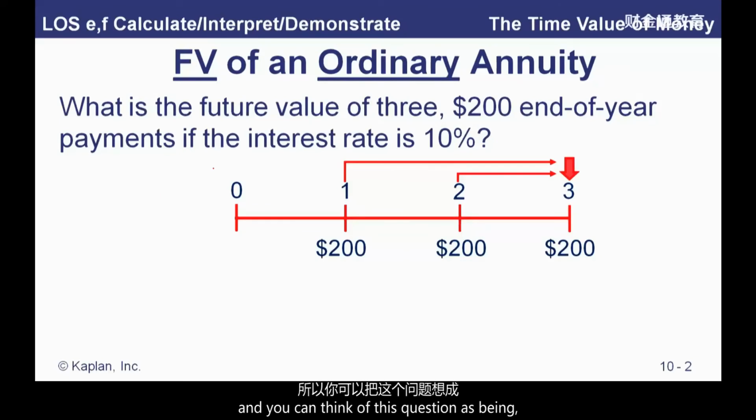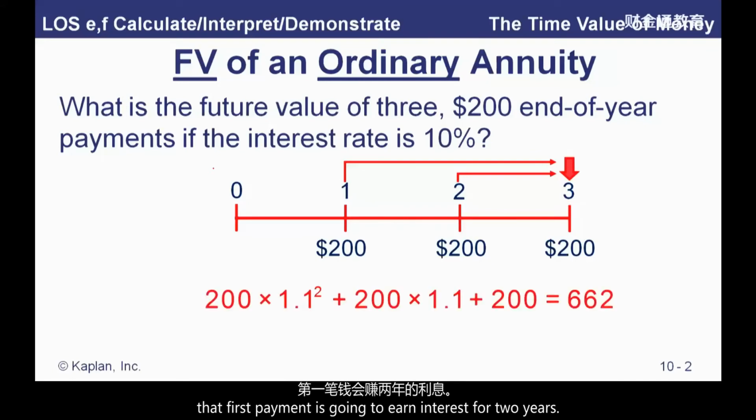And you can think of this question as being, well, what if I had an account and I put 3 deposits into it? One 1 year from now, one 2 years from now, and one 3 years from now. And it earned interest at the rate of 10% per year. Well, we can see that that first payment is going to earn interest for 2 years.